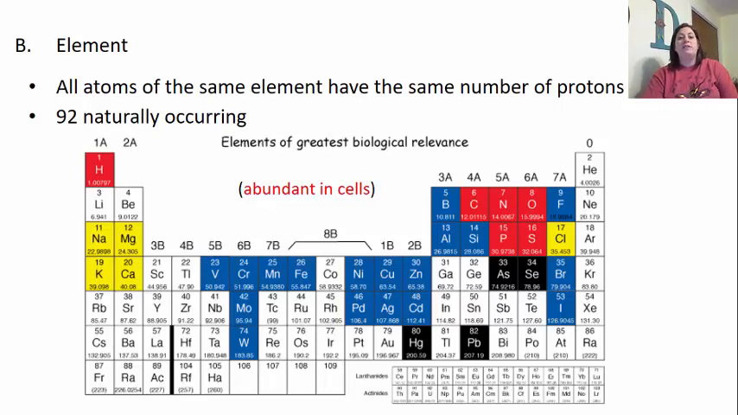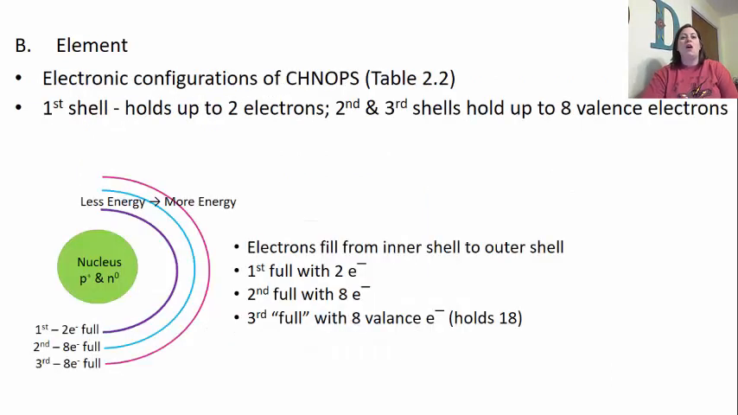Now, if you look here, guys, the ones that are highlighted in red, which are hydrogen, carbon, nitrogen, oxygen, phosphorus, and sulfur, are very abundant in all types of cells, whether it's bacteria or all the way up to animals like ourselves. So when we look at the elements, they have an electronic configuration, and in your textbook on table 2.2, you'll see that it shows you the electronic configurations of those particular elements that are very important. This includes carbon, hydrogen, nitrogen, oxygen, phosphorus, and sulfur.